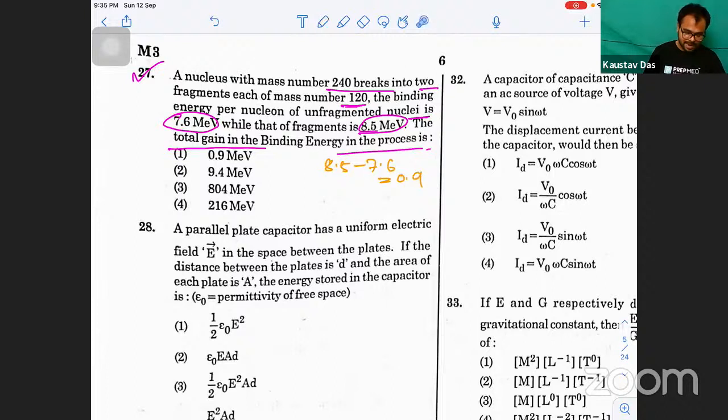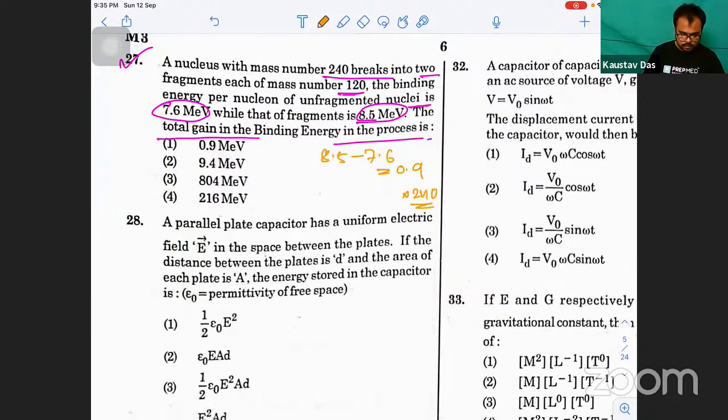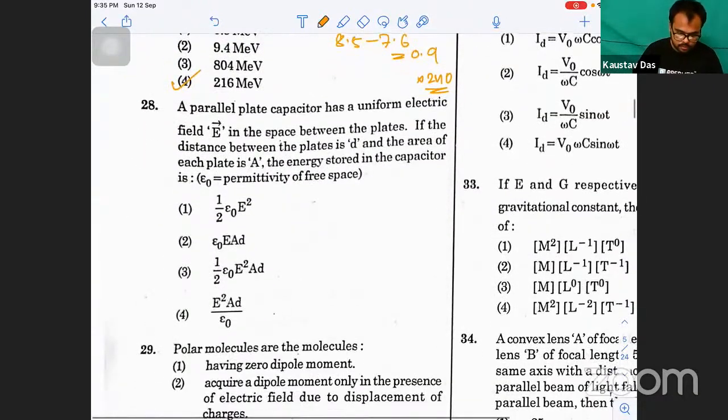And if you gladly mark option number 1, I think it is going to be the wrong answer, because it is the change in binding energy per nucleon, and you have to multiply this value with the total number of nucleons, which was 240. So if you multiply with 240, the answer comes as 216 megaelectron volt. So here we have the answer as 216. That is option number 4, our correct answer. Come to question number 28.